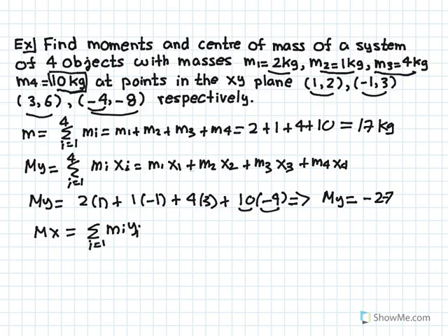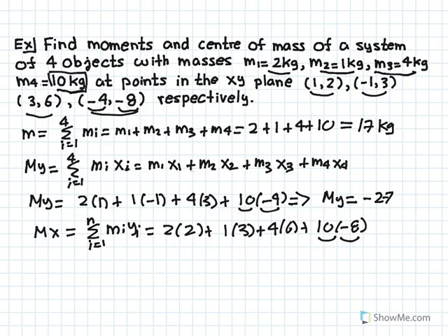The moment about the x-axis is a product of mass times distance, and the distance to the x-axis is measured by the y-coordinate. So we get 2 times 2 plus 1 times 3 plus 4 times 6 plus 10 times negative 8. So 10 represents the mass of the fourth object, m4, which is 10 kilograms, and minus 8 represents the y-coordinate in the xy plane. And that's the distance of mass 4 from the x-axis, which is minus 8. Add these all up, and we get the total moment about the x-axis. We get Mx is equal to minus 49.